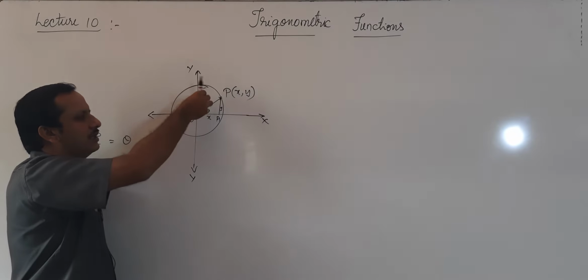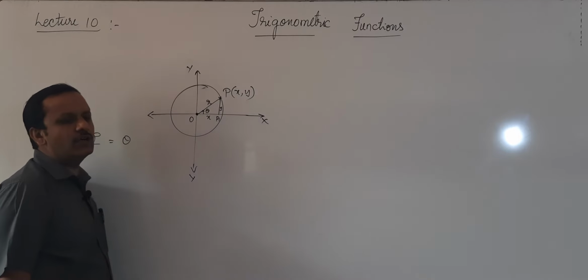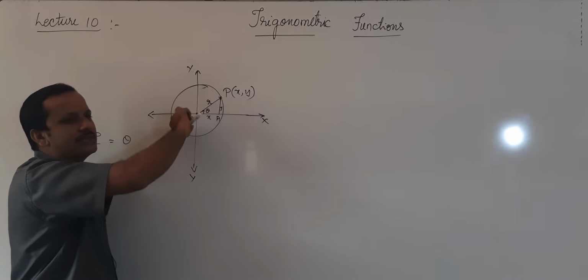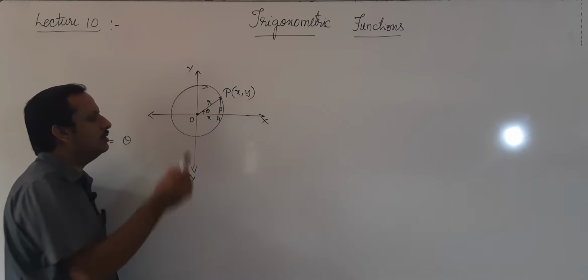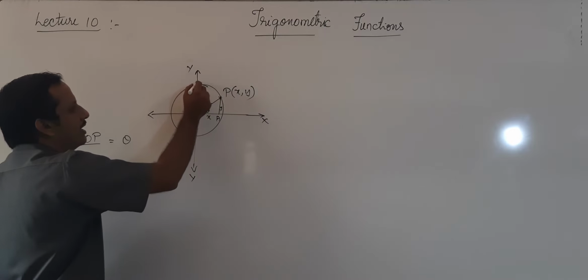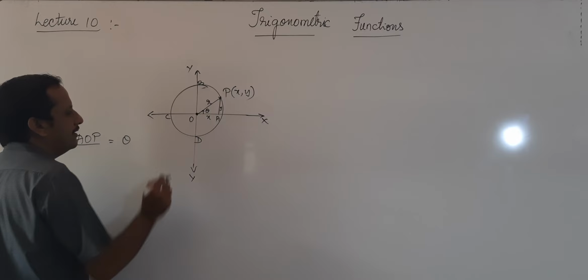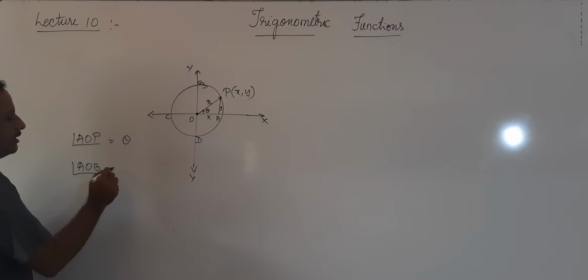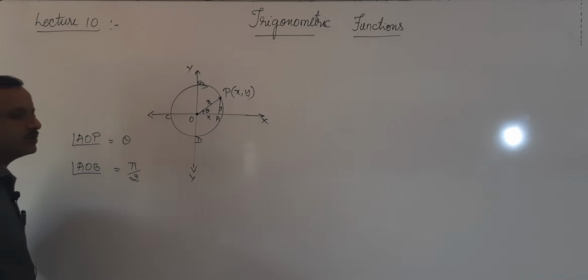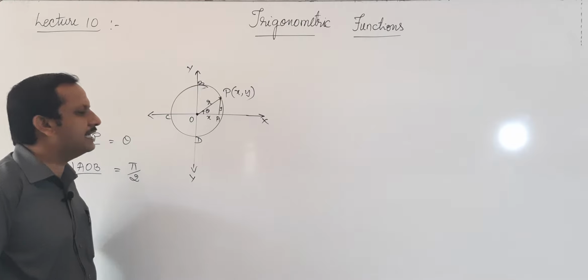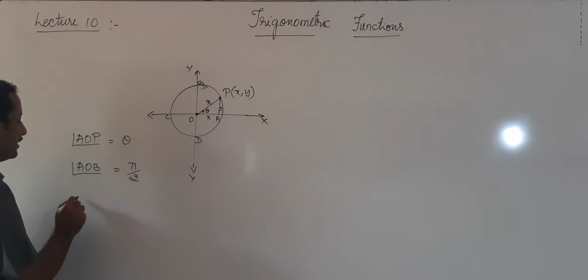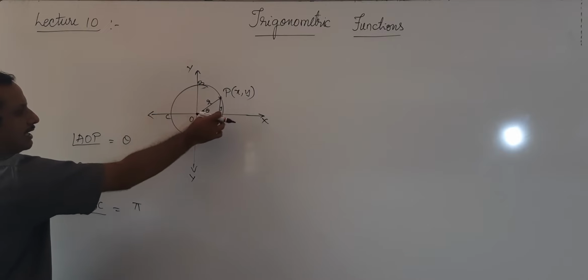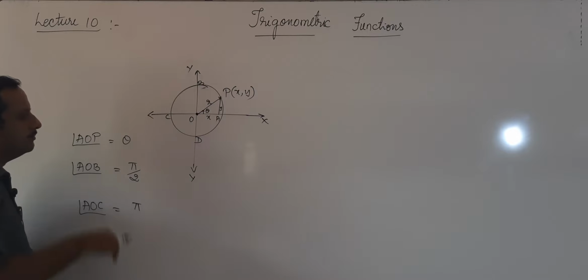If I cover one full circle, complete one revolution, then the total angle covered is 2 pi. Therefore, 2 pi is divided into 4 equal parts. Let me call these points B, C and D. Angle AOB will be equal to pi by 2. In terms of radians, it is pi by 2 radians. In terms of degrees, it is 90 degrees. Then angle AOC is equal to pi radians, that is 180 degrees.